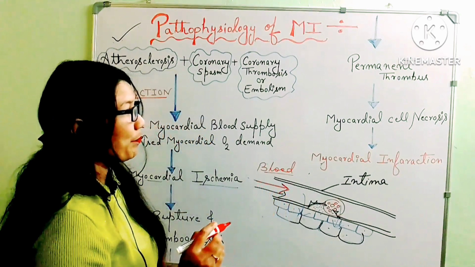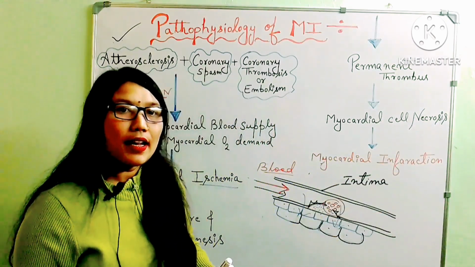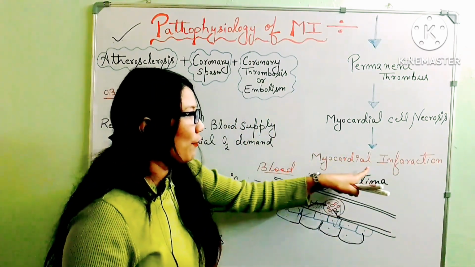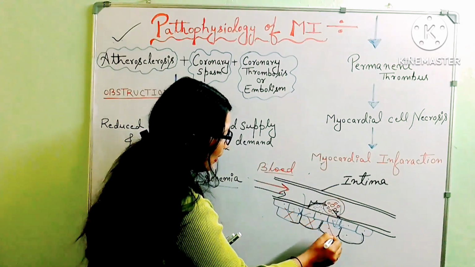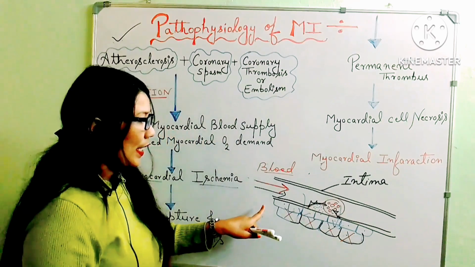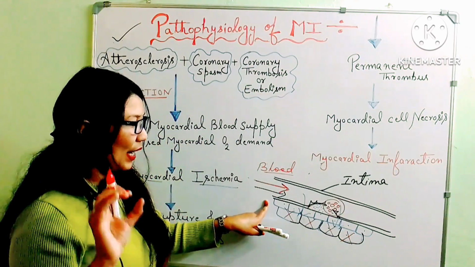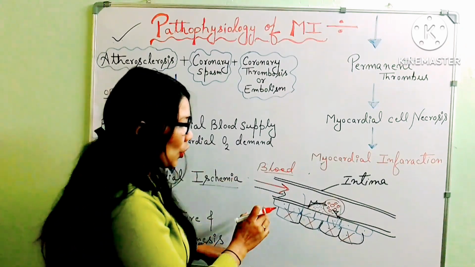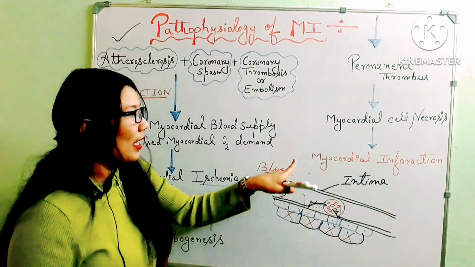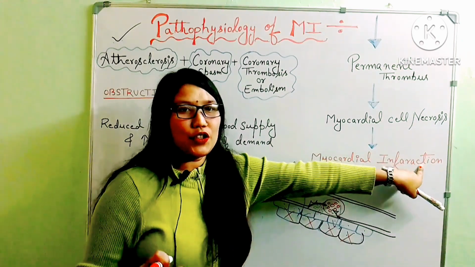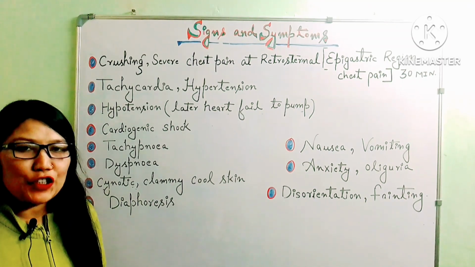And what will happen then? There will be complete necrosis of myocardial cells and there will be myocardial infarction. Now these cells are deprived of oxygen completely. Suppose this is happening in the left ventricle, so that region of the left ventricle will not be able to get proper blood and there will be necrosis, or myocardial infarction. So next we are going to see the signs and symptoms of myocardial infarction.